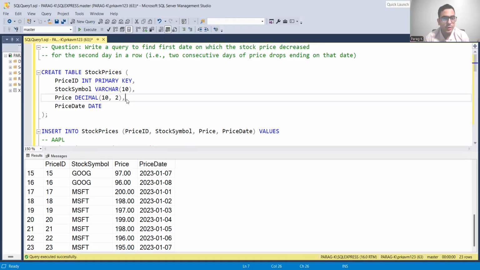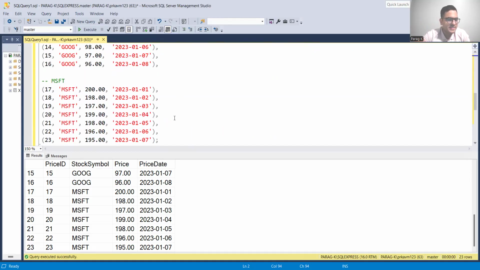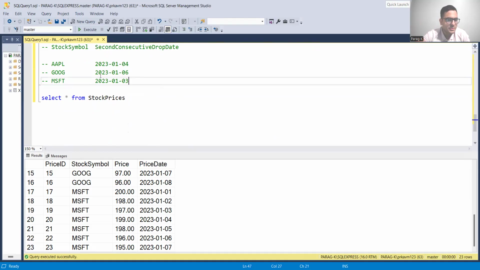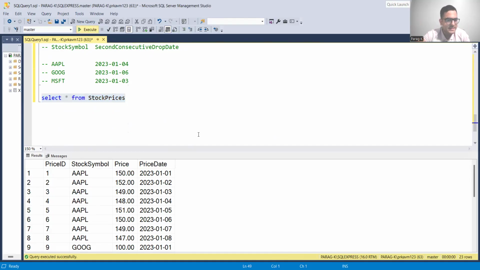So let's read the question. What does it say? Write a query to find the first date on which the stock price decreased for the second day in a row, and that means two consecutive days of price drops ending on that day. Now this is the table. This is what the output should look like: stock symbol, second consecutive drop date. Let me run this and see.